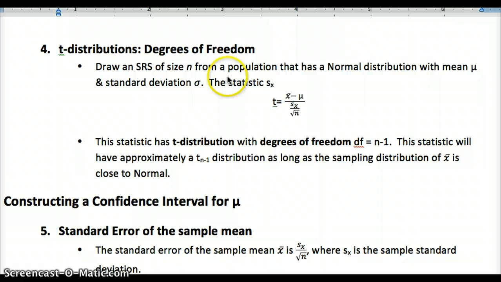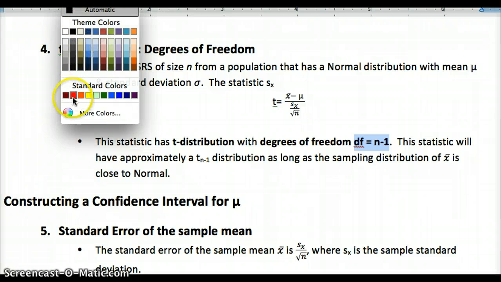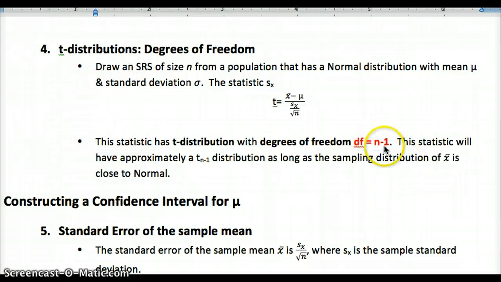In order to choose the correct t statistic, you have to look at degrees of freedom. So degrees of freedom are based on sample size. All you have to do to find degrees of freedom is subtract 1 from the sample size. Nice and simple. That's down here. So if I take the sample size and subtract 1, then I'll get the degrees of freedom, and I'll know which t statistic to use in our table.